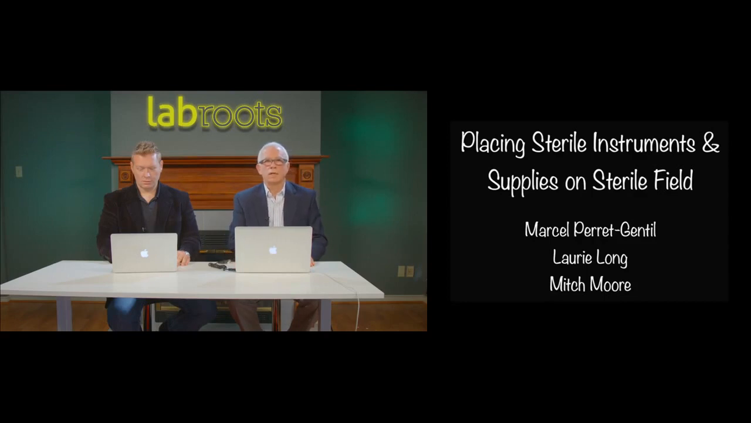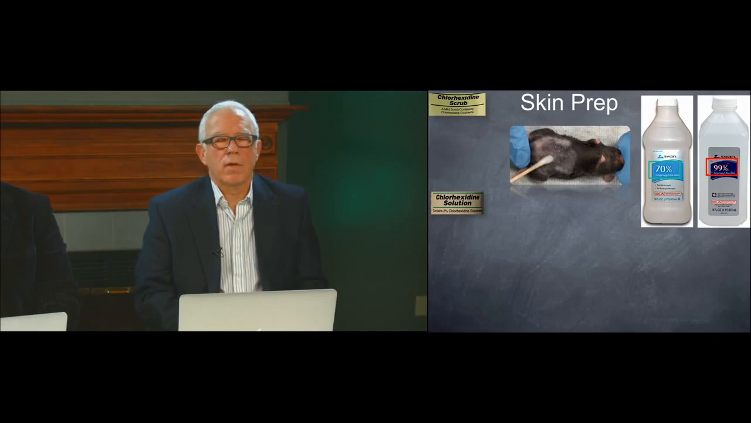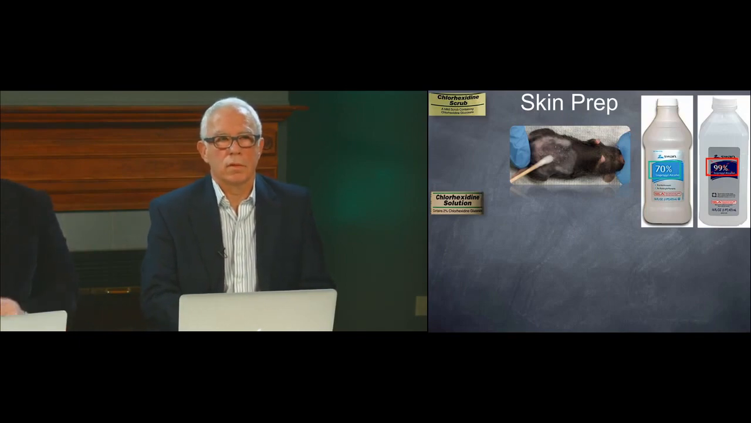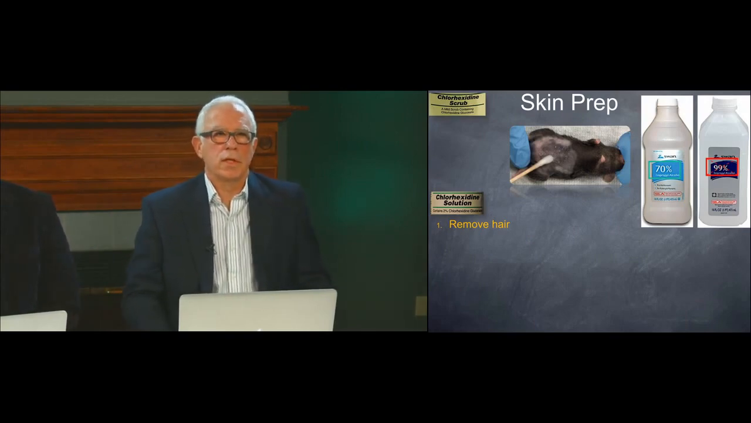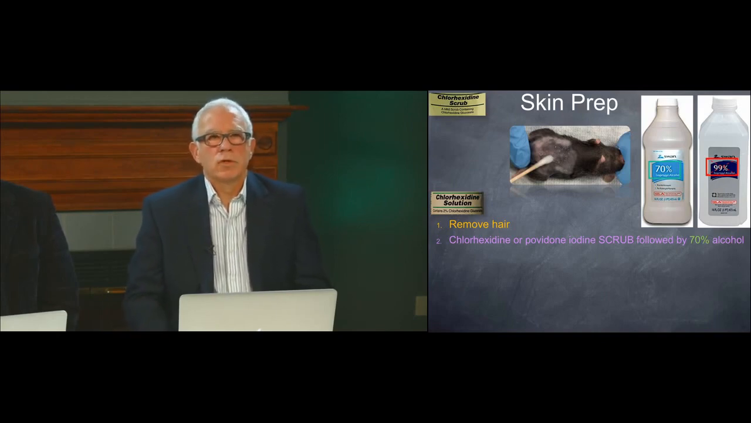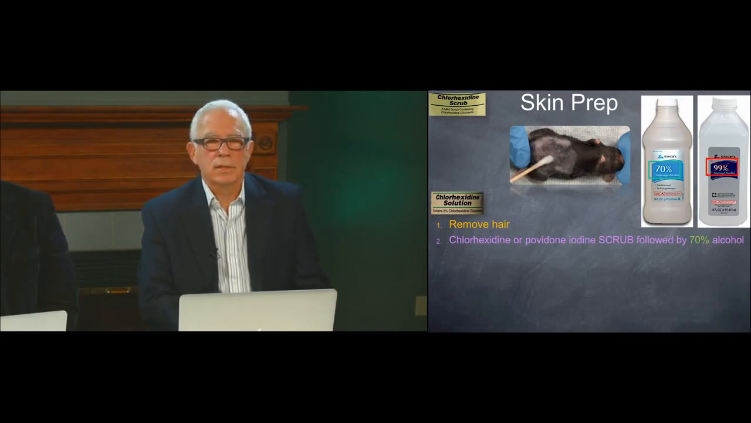Okay, so we'll go into the next slide, and we'll discuss the skin prep. The skin prep was another area of a lot of frustration for a lot of people. I see a lot of investigators using the wrong solution, the wrong scrub. So let's just look at this. First of all, you're going to remove hair when you do a skin scrubbing in preparation for surgery. Typically, most people use chlorhexidine or povidone iodine scrub followed by 70% alcohol. So keep in mind, we're talking about scrub, not solution.